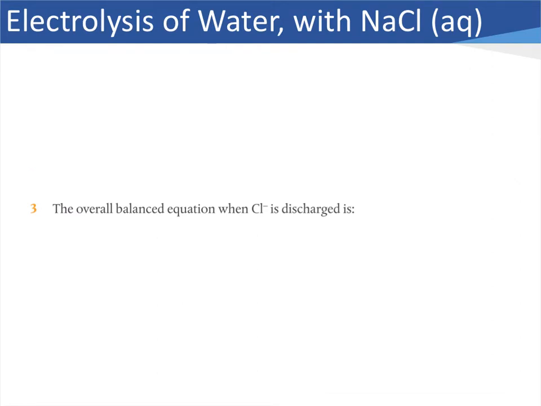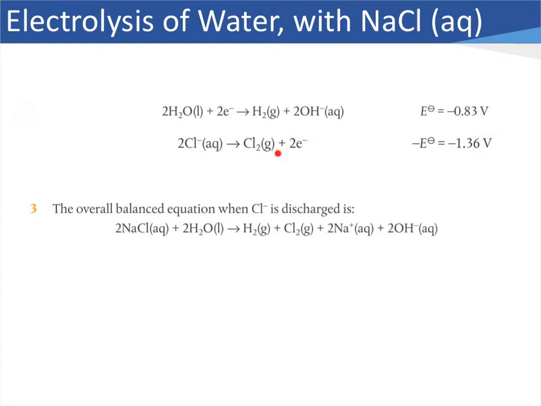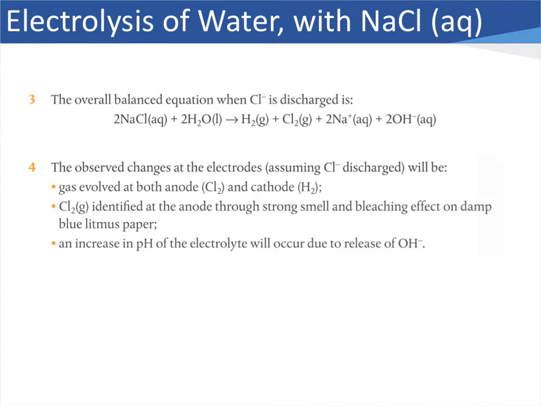So the overall balanced equation when chloride is discharged, 2 electrons here, 2 electrons here. So I have sodium chloride and water producing hydrogen gas and chlorine gas and sodium hydroxide. Okay. In terms of observed changes, gases evolved at both the anode and the cathode, hydrogen and chlorine. Chlorine is identified at the anode through strong smell and bleaching effect on damp blue litmus paper. We probably don't want to be smelling the chlorine gas, I'm just going to tell you. An increase in pH of the electrolyte will occur due to the release of the hydroxide.